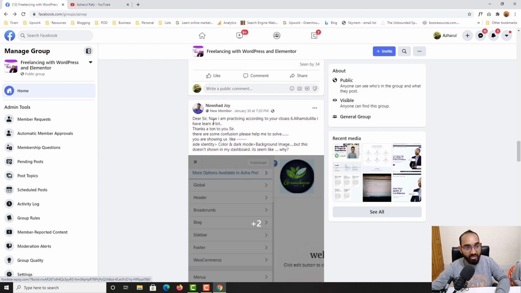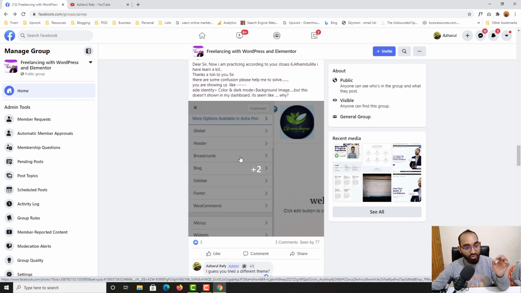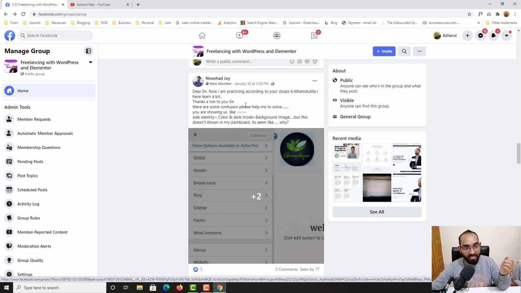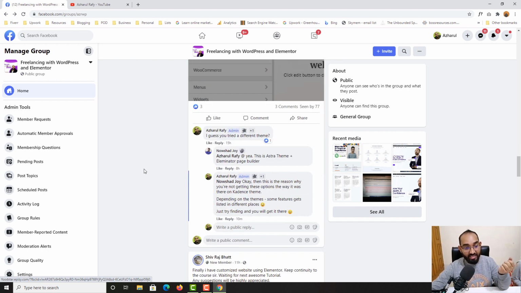And then here we had a question from Naushad Joy. He used the Astra theme and he didn't find some options that we had on the Cadence theme. In this case, on each of the different themes, the options are placed in different places. So if you take a closer look, if you try, you will find the options you are looking for. Maybe they're not on the left, they are going to be on the right. If they are not at the top, they are going to be at the bottom. This is how it works actually.